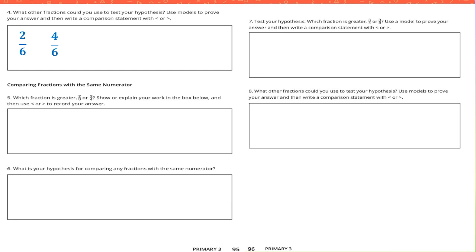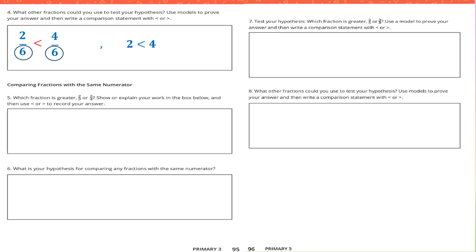Yes, it's normal. Why? Because we have same denominators. So you must compare the numerators together. Which is bigger in normal, 4 or 2? Yes, 4 is bigger than 2. So 4 over 6 is bigger than 2 over 6.